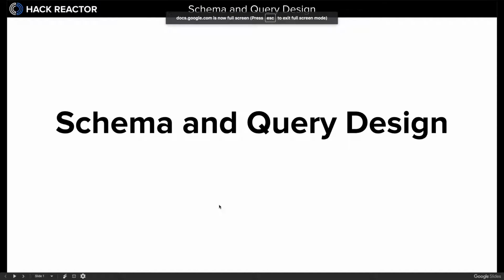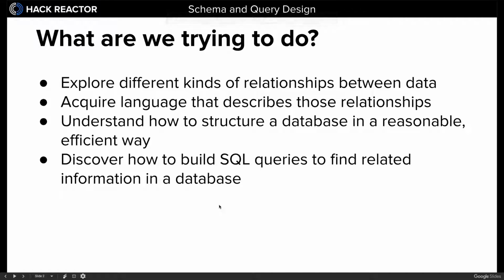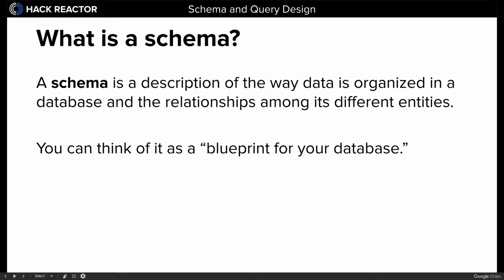So now we're going to be talking about schema and query design. We're going to be exploring different kinds of relationships between data, acquiring language that describes those relationships, understanding how to structure a database in a reasonable and efficient way, and discovering how to build SQL queries to find related information in the database. So a schema is the description of the way the data is organized in a database and the relationships among its entities. You can think of it as a blueprint for your database. So it's the overarching container for all of your tables, essentially.